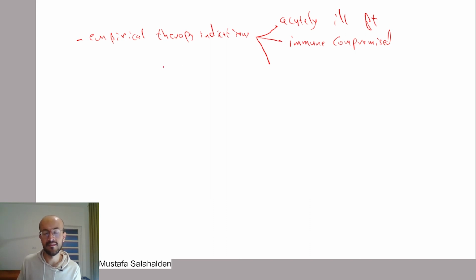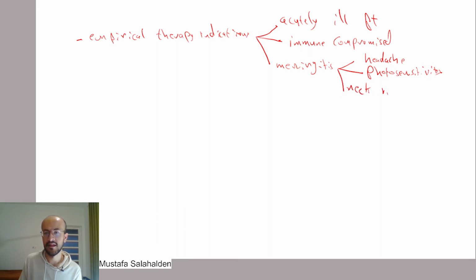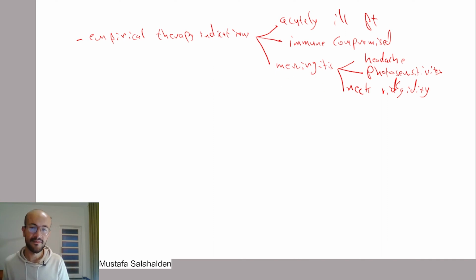We also give empirical therapy in patients who are suspected to have meningitis, and that's the patient who has symptoms like severe headache and also photosensitivity and neck rigidity. So it is hard for them to move their neck. So we suspect them to have meningitis. This is the triad: headache, photosensitivity, and neck rigidity.